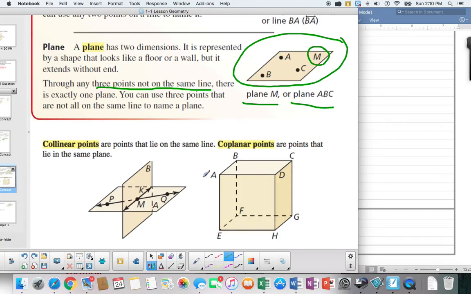Collinear points are points that lie in the same line. For example, in this line right here, we have point P, point M, and point Q. They are what we call collinear points. Coplanar points are points that lie in the same plane. Let's talk about this plane right here. It extends without end. Pick out any 3 points as long as they're not in the same line. So I can call it plane D, C, G. You have other options as well.